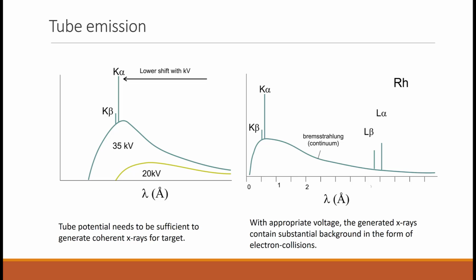Should be noted, and rhodium is shown here as an example, that there are other coherent radiations as well, including these L peaks out here. But they tend to be smaller and less useful than the K alpha radiation that we're after in generating X-rays.